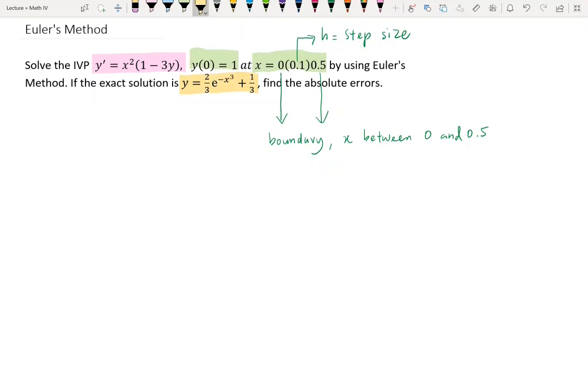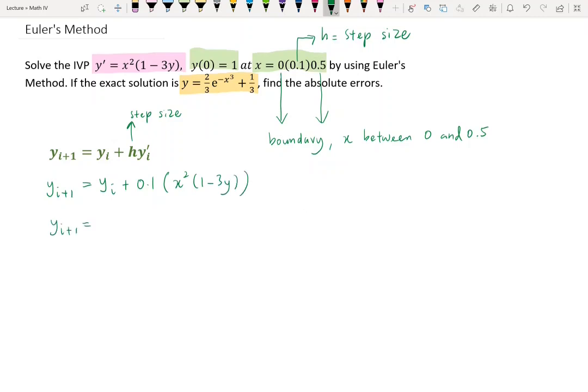To solve IVP using Euler's method, we will use this formula. The h here refers to the step size. Then we can substitute the equation of y prime from the question into this formula. So now we have y(i+1) = y(i) + h, where h is 0.1, our step size, and our equation y prime(i) is highlighted in pink, which is x²(1 − 3y).